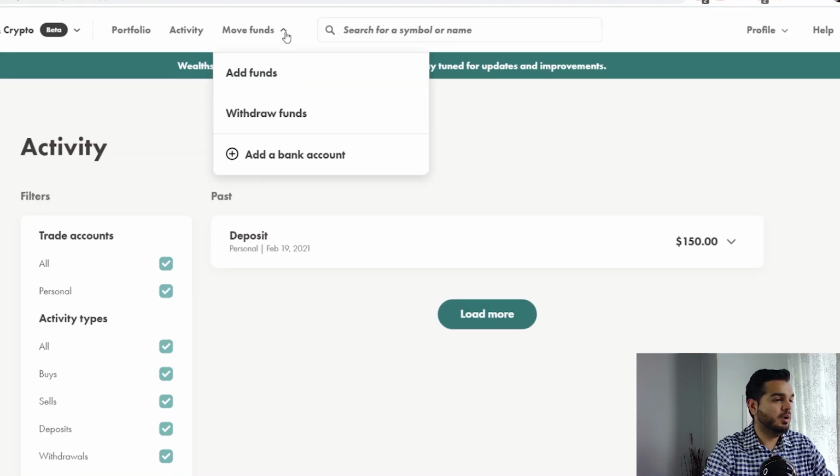The other option here is to move funds. If you want to quickly add funds or withdraw funds, you have options right here, or you can add another bank account.